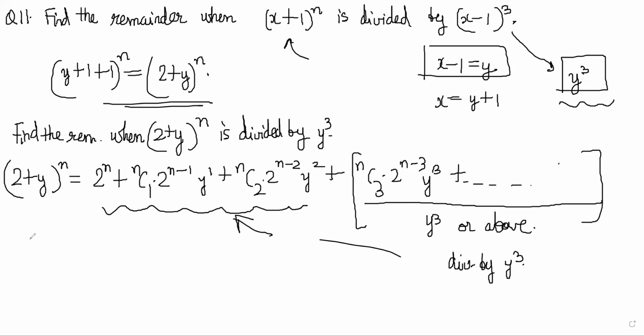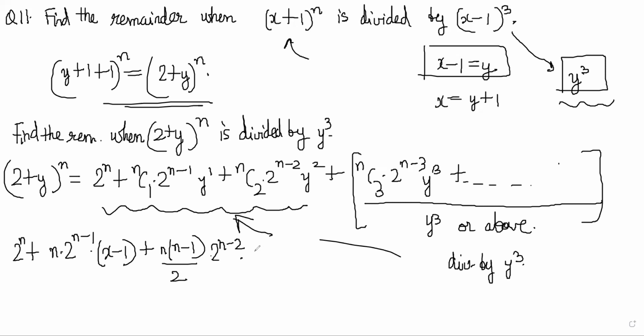So now we just have to simplify a little. 2 power n plus nC1 is n, 2 power n minus 1. What is y? y is basically x minus 1, correct? Plus nC2 is n into (n minus 1) by 2, and 2 power n minus 2. What is y square? It is (x minus 1) whole square, right? So basically, this is going to be my remainder.